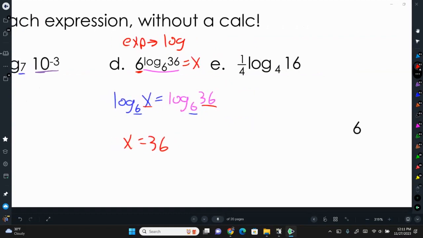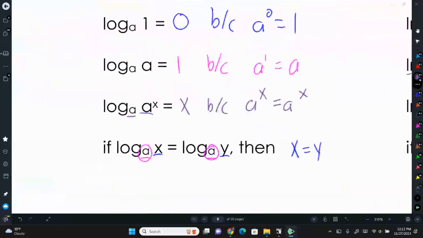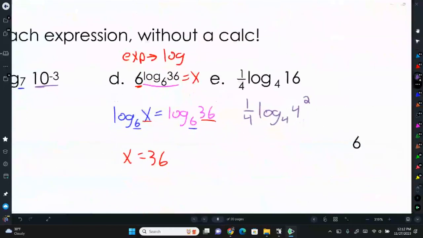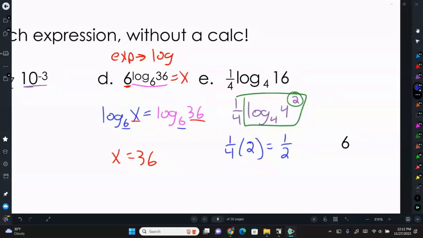And then with letter E, you could do letter E a couple of ways. I would do it as changing, at first we're going to ignore the 1/4 for now. I would change 16 to 4 squared. Because we know from our property right here that log base a of a to the x power is just going to equal that power. So I have log base 4 of 4 squared. So this part right here is just going to equal the exponent of 2. So we have 1/4 times 2, which is going to give us 2/4 or 1/2. So that's one way of doing it.